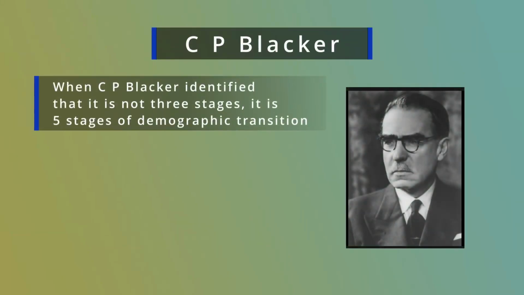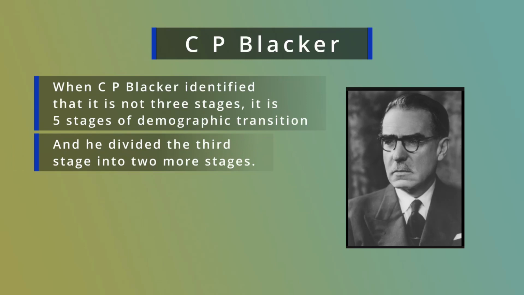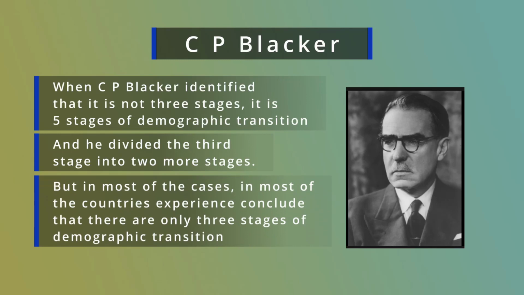However, new school of thought came in 1947 when C.P. Blaker identified that it is not 3 stages, it is 5 stages of demographic transition, and he divided the third stage into 2 more stages. So altogether 5 stages of demographic transition. But in most of the cases, in most of the countries, experience conclude that there are only 3 stages of demographic transition, and these 3 stages are defined in terms of the death rate and birth rate, or in terms of the population growth rate.